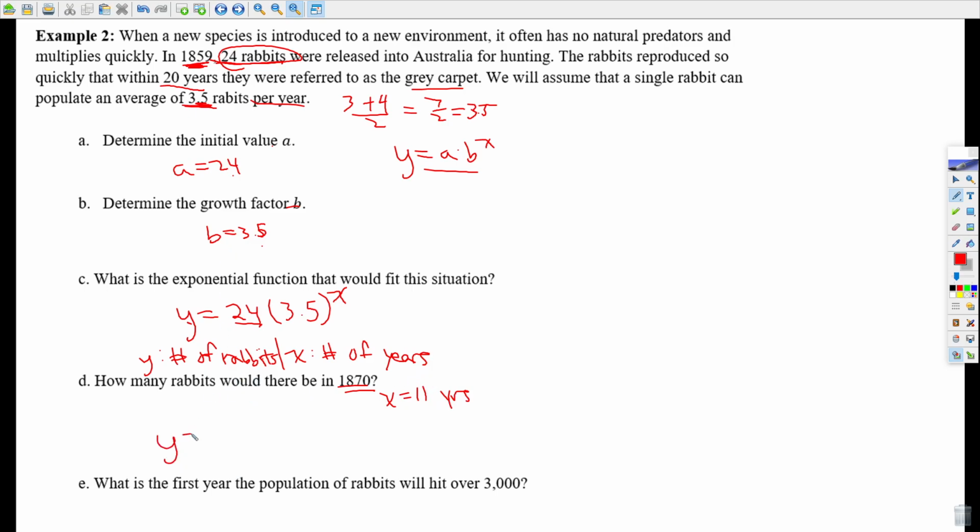So let's plug this in and put it into the calculator. So 24 times 3.5 to the 11th power. If you do this problem, you cannot multiply these two together. Exponents come first. So you have to do the exponent of 3.5 to the 11th power first. So if you do that, you get like 965,491. That's pretty big. Times 24. Looks like I got 27 million.